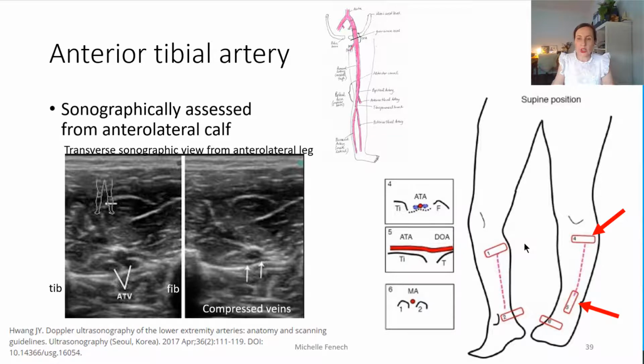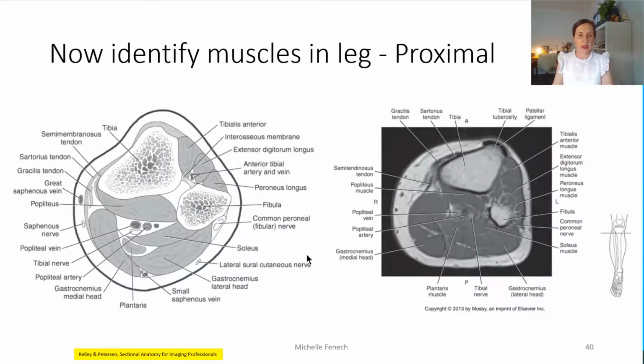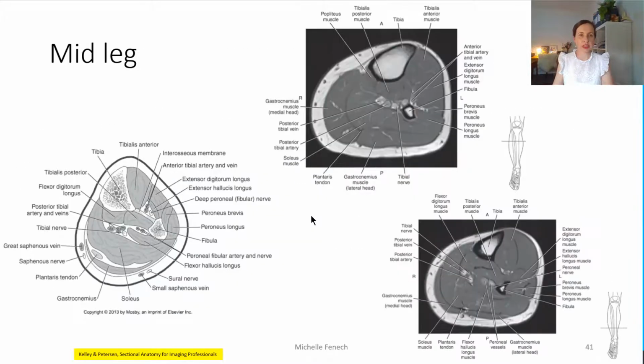So where do we look? We look on the anterolateral aspect of the leg, and we follow it down this way for our anterior tibial veins. If you feel the front of your leg, you'll feel your tibia, and then slide laterally to the outside, and there's a more fleshy part of your lower leg, and that's where your anterior tibial vessels sit. That's where we would be putting this probe and sliding it down to get these views. So here's the tibia and the fibula, there's the interosseous membrane, and that's where our anterior tibial vessels will sit.